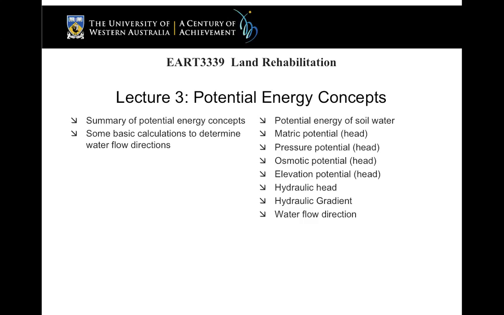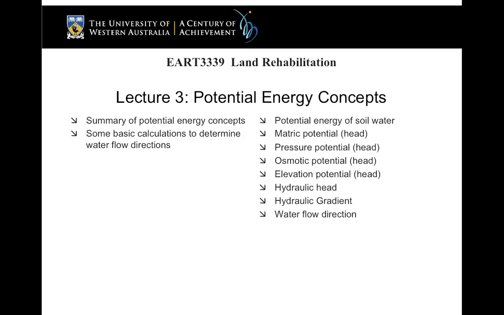And that energy really is a matrix potential. It's a potential for the soil to hold on to water. But we're going to look at a whole bunch of other different potentials as well, which all contribute to the directions and magnitudes of water flow in soil. So some of those are pressure potentials, osmotic potentials, elevation potentials, and altogether we can sum them up to give a total hydraulic potential or total hydraulic head.